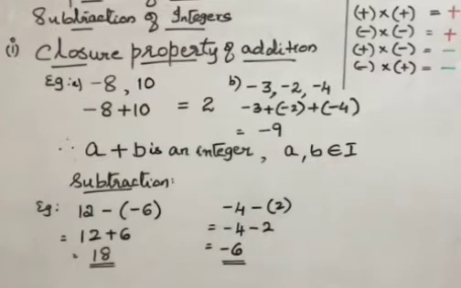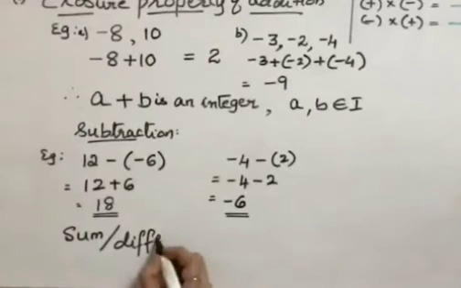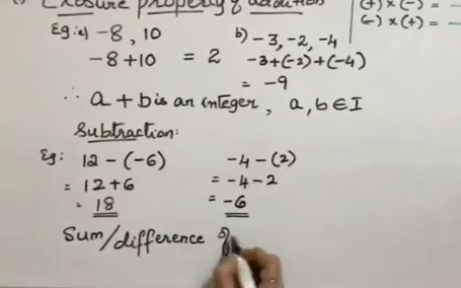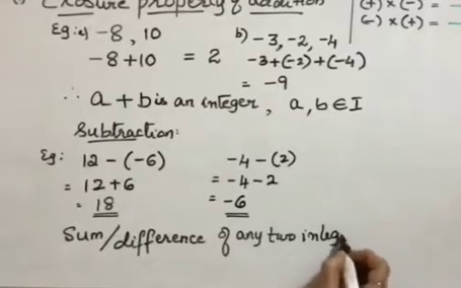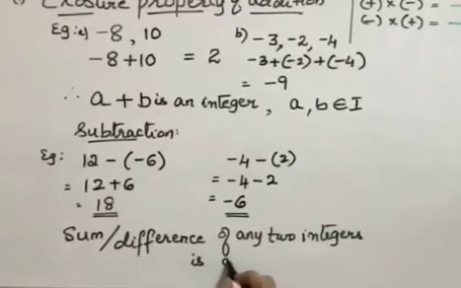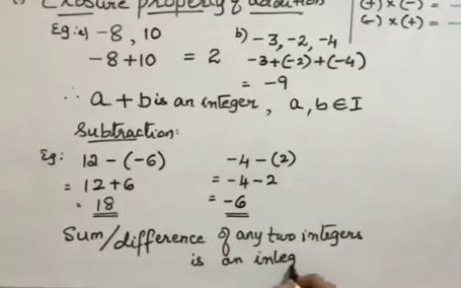I hope you understood what closure property is. Closure property is: the sum or difference of any two integers is an integer. So when you add two integers, you get an integer. When you subtract, the difference is also an integer. Therefore, the sum or difference of any two integers is an integer.